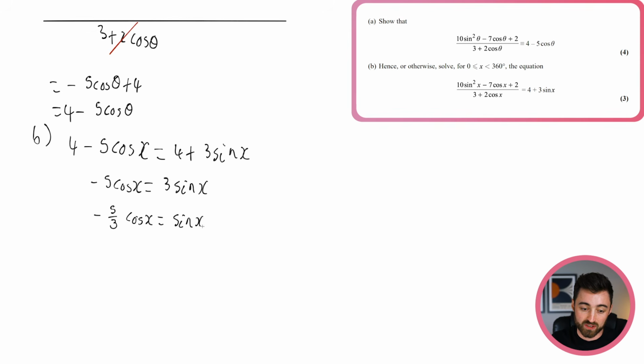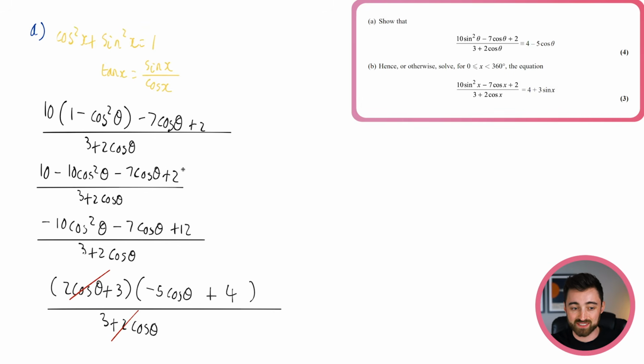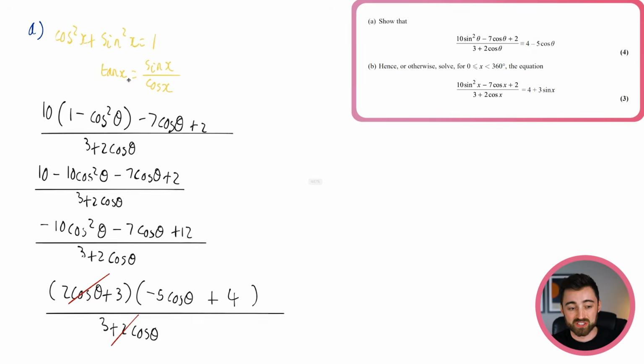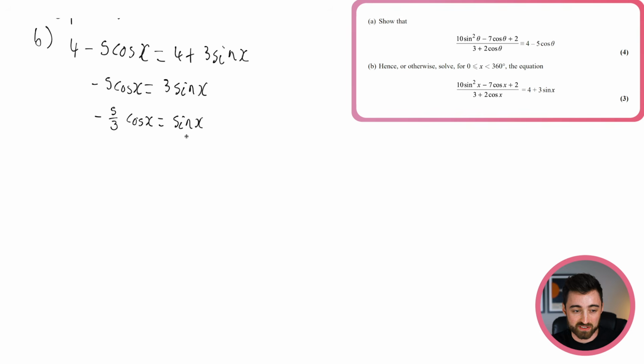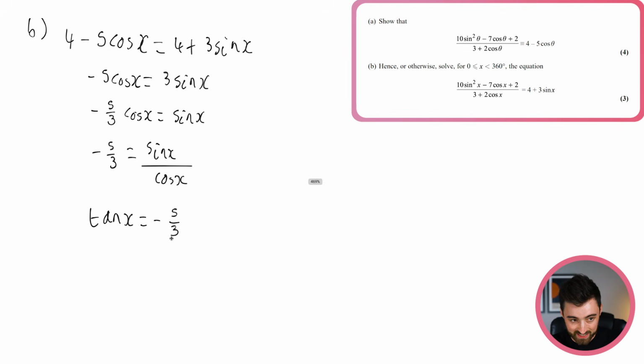What can I do? Remember the identities, right? We've already used the cos squared plus sine squared. We've not used this yet. So tan is sine over cos, right? If you ever have some amount of cos equals some amount of sine, divide by cos. It's going to help you out. Because I'm going to get minus 5 over 3 equals sine over cos, which we know to be tan. So essentially, this has just simplified to that, and I'm looking for solutions between 0 and 360.